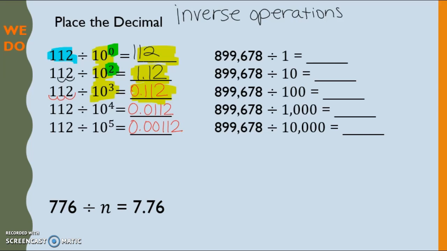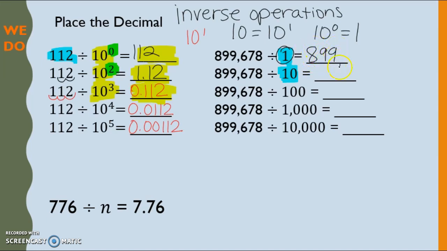Please remember that the number 1 is the same thing as 10 to the first power. 10 is the same as 10 to the first power. Oh dear. 1 is the same as 10 to the 0 power. Please correct that, Miss Addison. Okay, let's try these numbers on the other side.